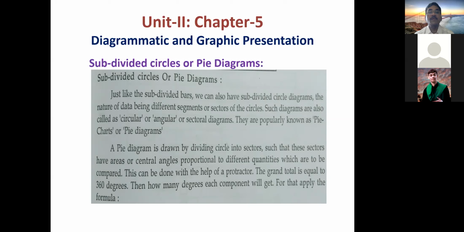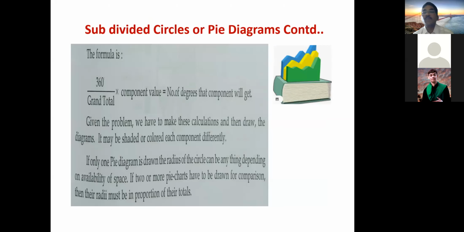Now next you have the next one. Yes, there is a formula for this. What is this formula? 360 divided by grand total into component value. Then you will get the number of degrees that component will get.